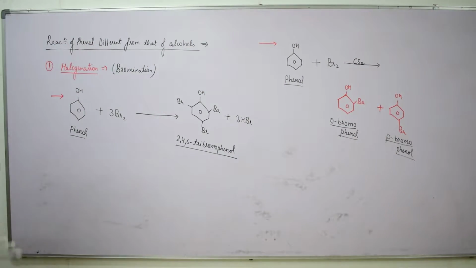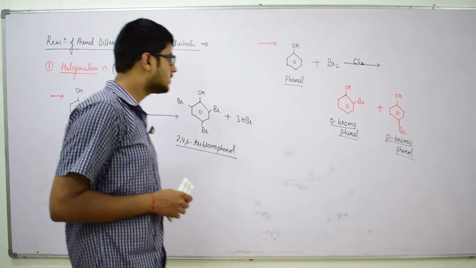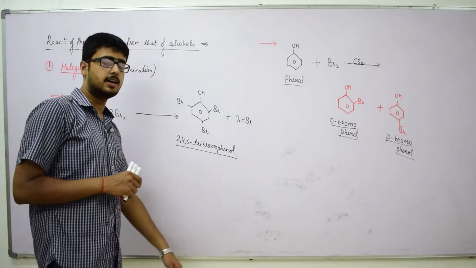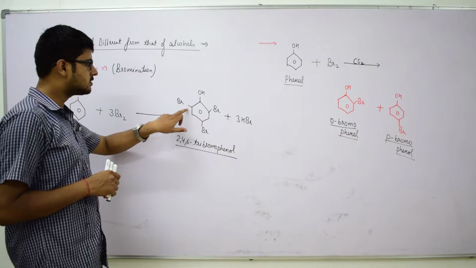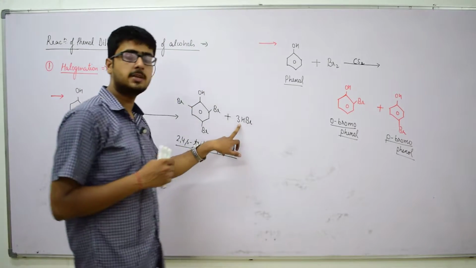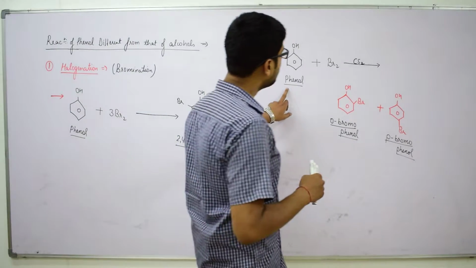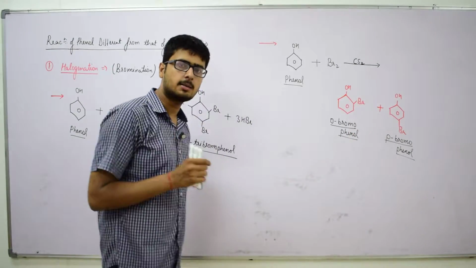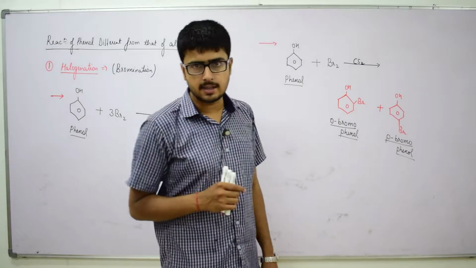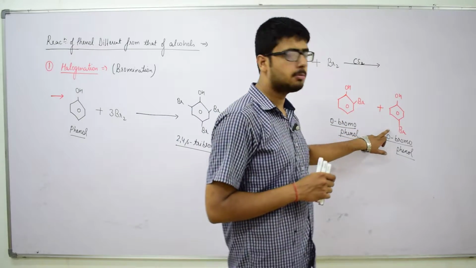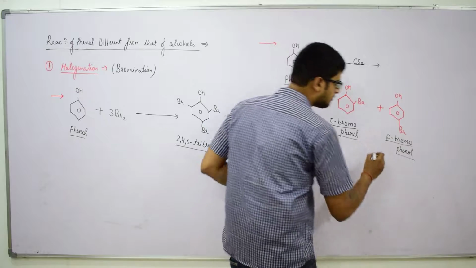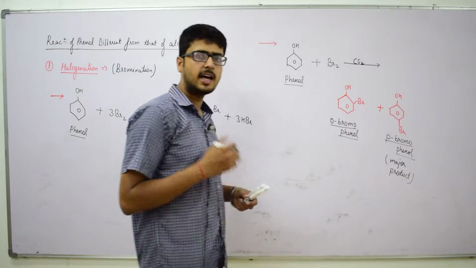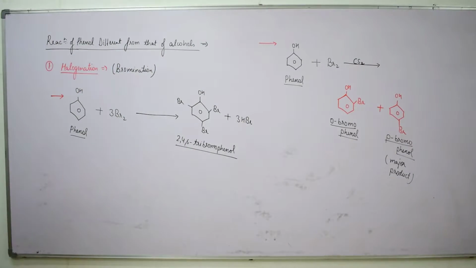There are two mechanisms of bromination of phenols. In the first mechanism, when phenol is treated with 3 molecules of bromine, it leads to the formation of 2,4,6 tribromophenol, and 3 molecules of HBr are also eliminated. In the second mechanism, when phenol is treated with bromine in the inert solvent carbon disulfide, it leads to the formation of ortho and para derivative products. So, orthobromophenol and parabromophenol are formed as the two products, and parabromophenol is the major product, which is more stable. So, these are the two mechanisms involved in the process of halogenation.